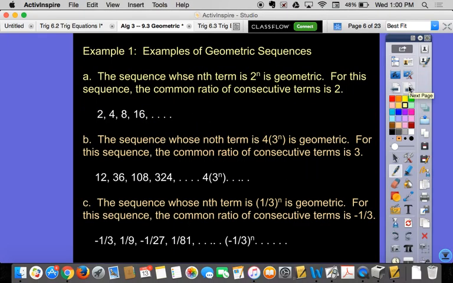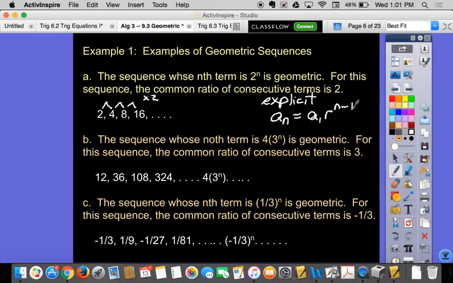So let's get to looking at how this works. Here are just some examples of what geometric sequences look like. The first one is the example I just gave you. To get from term to term, you are multiplying by 2. Now, we're going to have the formula for the explicit form for a geometric sequence. So a sub n is equal to a sub 1 times r to the n minus 1.